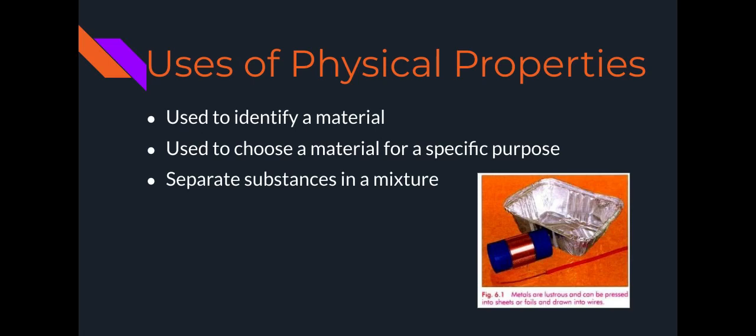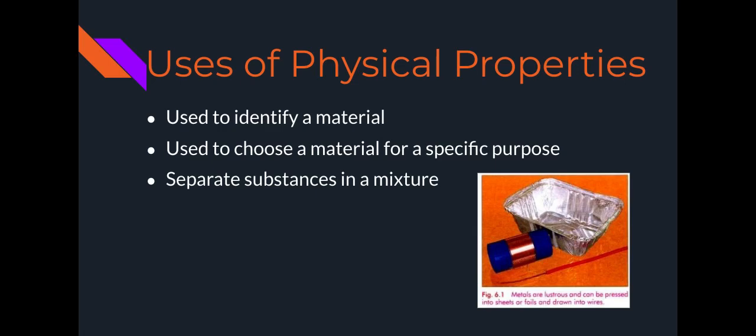Now, uses of physical properties. Physical properties can be used to identify the type of material. Different materials are going to have different melting points, boiling points, hardness levels, conductivity, malleability, and all of these things. We also can use them to choose a material for a specific purpose. So if you need a good conductor of heat, you're going to look at the conductivity of materials and choose that way.